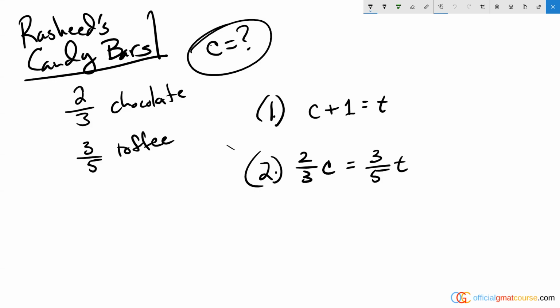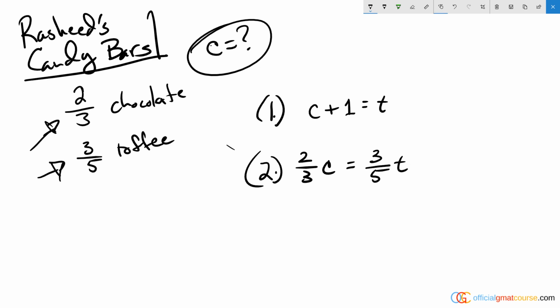We have Rasheed's candy bars here, and he handed out 2/3 of his chocolate and 3/5 of his toffee packages, or candy bars rather. And we know that he buys them in packages of 2, which ends up not really being too relevant here, but it is important to think about.